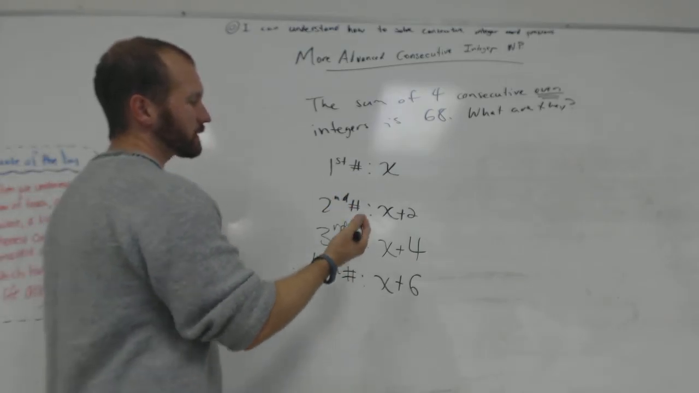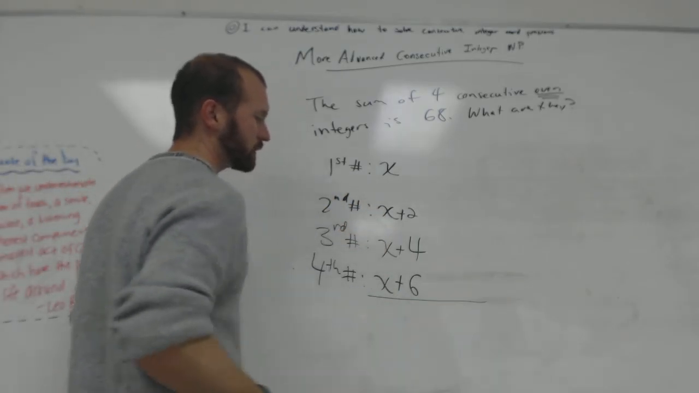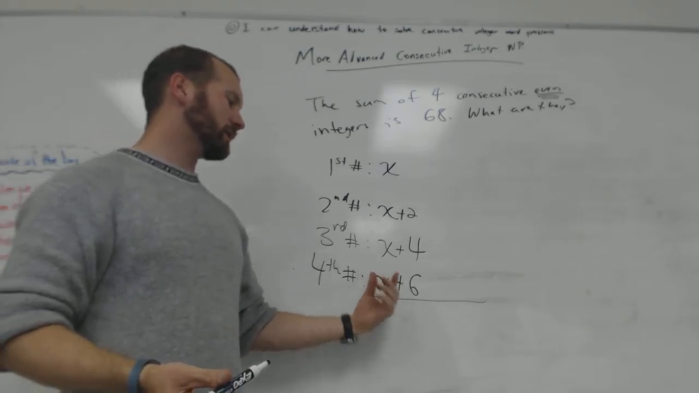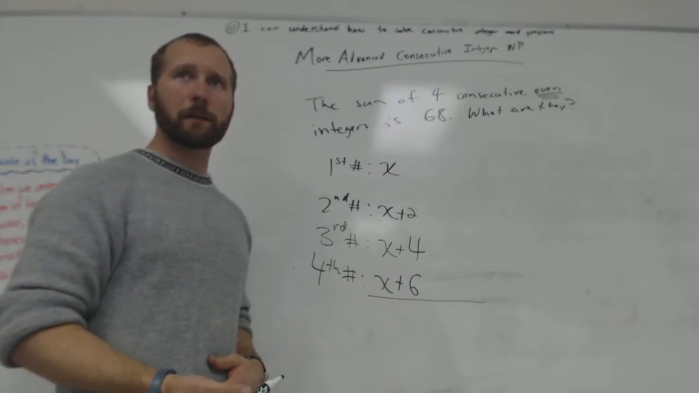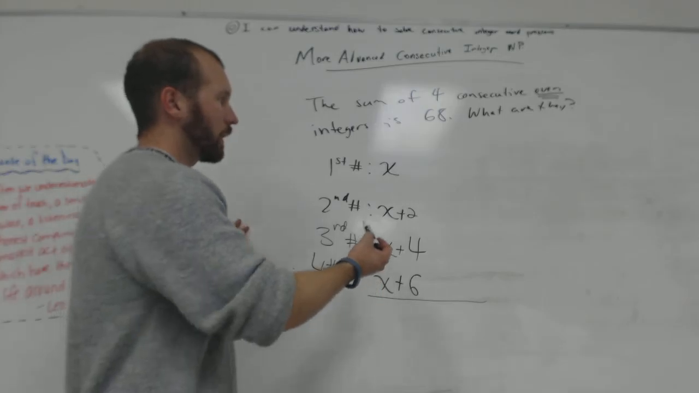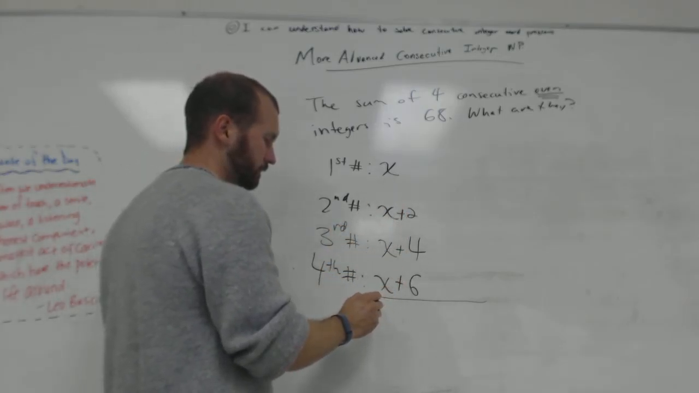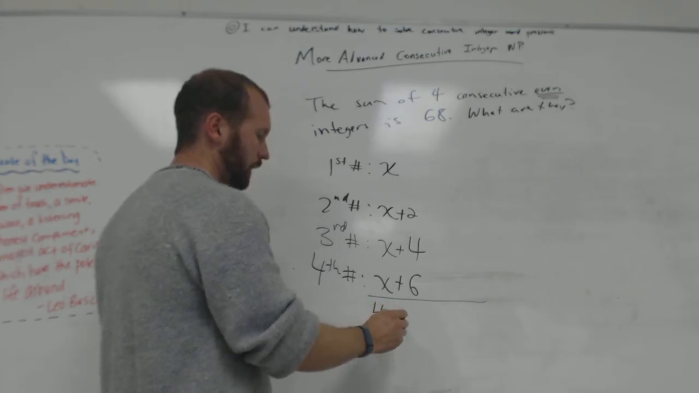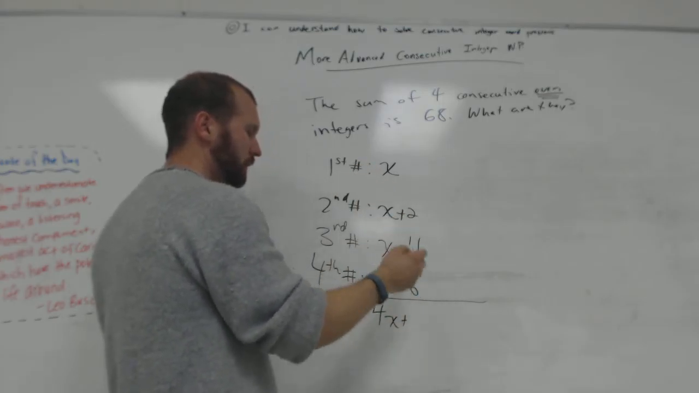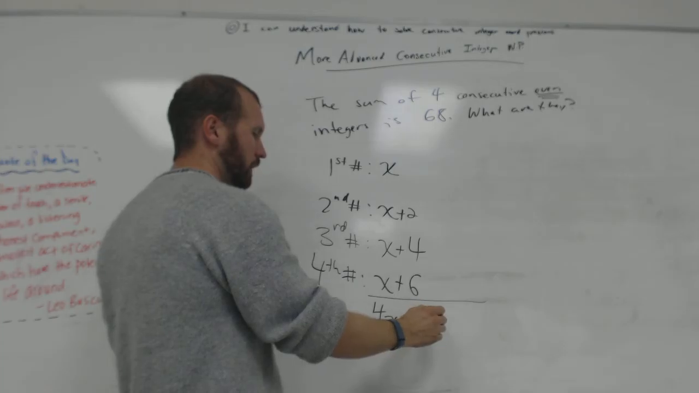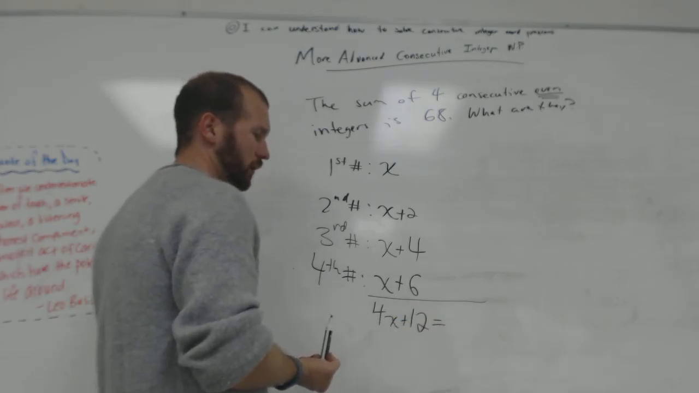All right, first number is x. Second number x plus 2. Third number x plus 4. Fourth number x plus 6. The sum of those is going to be what? x plus x plus x plus x is 4x. And 6 plus 4 plus 2 is 12. The sum equals what number?